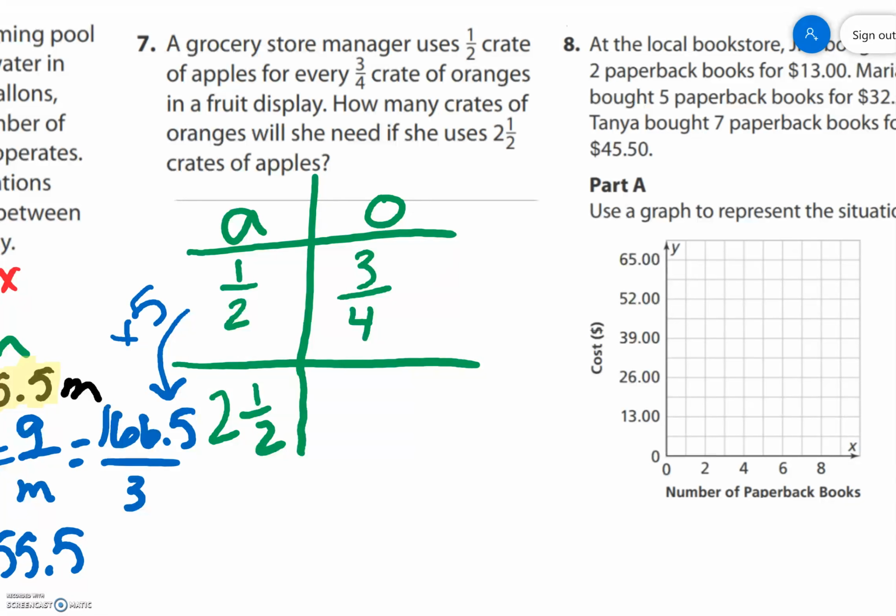If you're not sure how to find what number to multiply by, you can change these to decimals, so 0.5 and 2.5, and divide. If you do 2.5 divided by 0.5, you will get 5. So whatever you do to one side, you do to the other. 3/4 times 5 gives me 3.75.